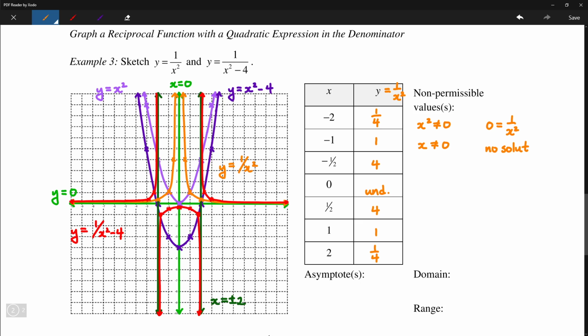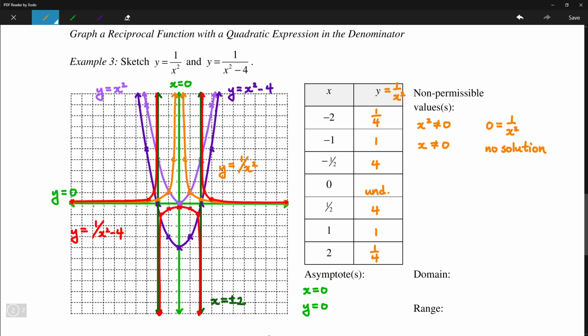So that's why y equals 0 is once again an asymptote as well. So make a note of that here. So x equals 0 is an asymptote, and y equals 0 is an asymptote for the orange graph.